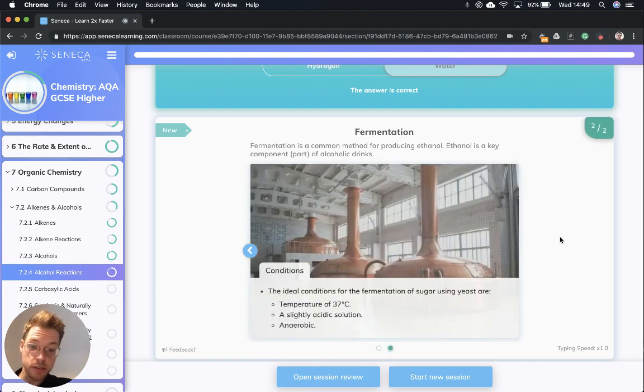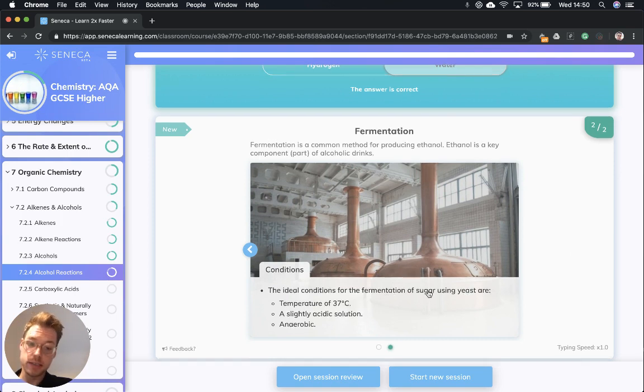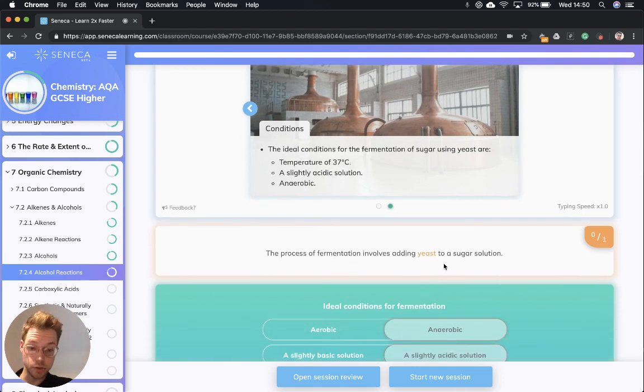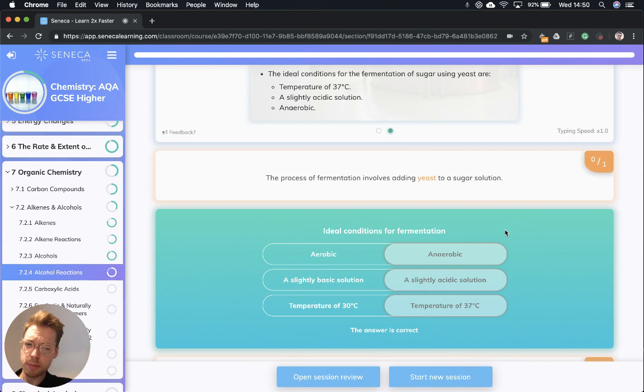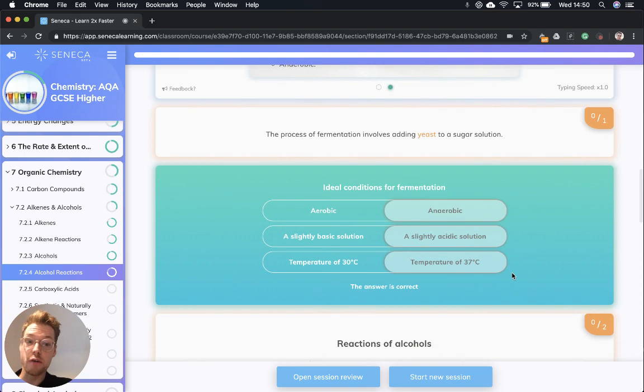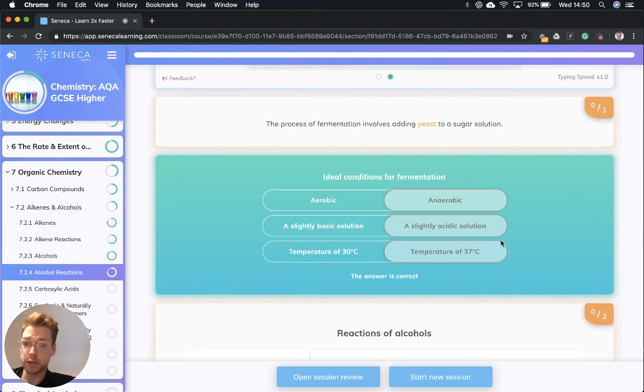So the conditions required for fermentation are a temperature of 37 degrees Celsius, a slightly acidic solution, and conditions need to be anaerobic, okay? And the most common reaction of fermentation used to produce ethanol is using sugar and yeast. So the yeast ferments the sugar to produce ethanol, okay? So to summarize, the process of fermentation involves adding yeast to a sugar solution, and the ideal conditions, do you remember what they are? It's anaerobic, slightly acidic, and a temperature of 37 degrees Celsius, and that's around body temperature, okay?